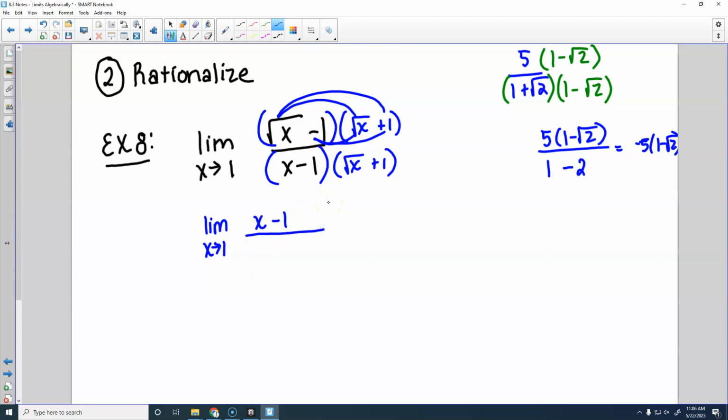On the denominator, don't multiply. Because we want something to cancel, and you can see right here that if we don't multiply it back together, the x minus 1s can cancel. So we would have the limit as x approaches 1 of 1 over square root of x plus 1.